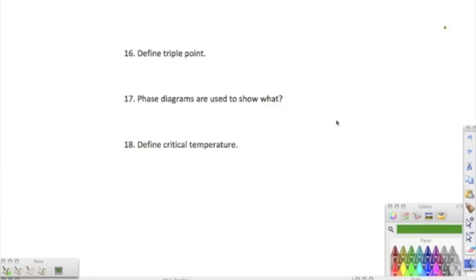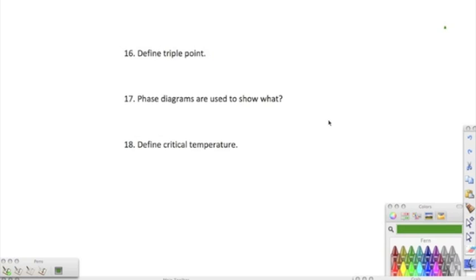Okay guys, moving on to number 16, it says define triple point. The triple point is the point at which all 3 phases can exist, meaning we have the solid, liquid, and gaseous phase all together. Now 17, it says the phase diagrams are used to show what? These are the diagrams used to show the temperature and pressure at which substances change phases, meaning the temperature and pressure at which we go from a solid to a liquid to a gas, and how pressure relates to temperature, and if we change the pressure, what happens to the boiling point, melting point, things like that.